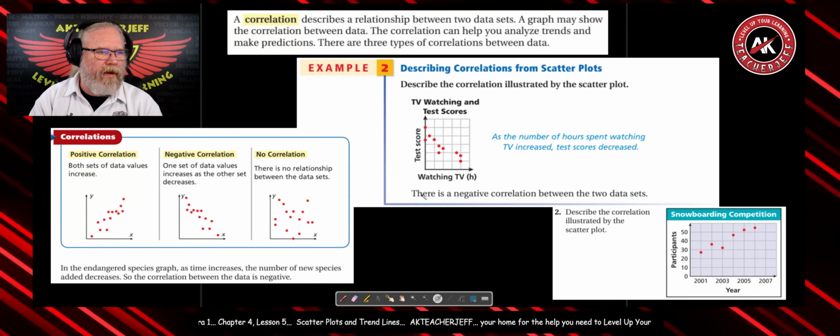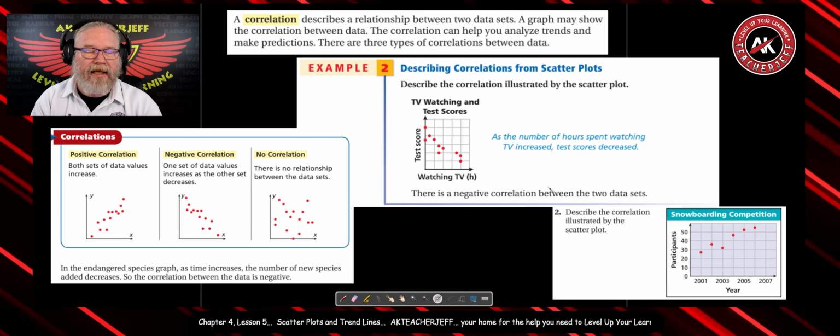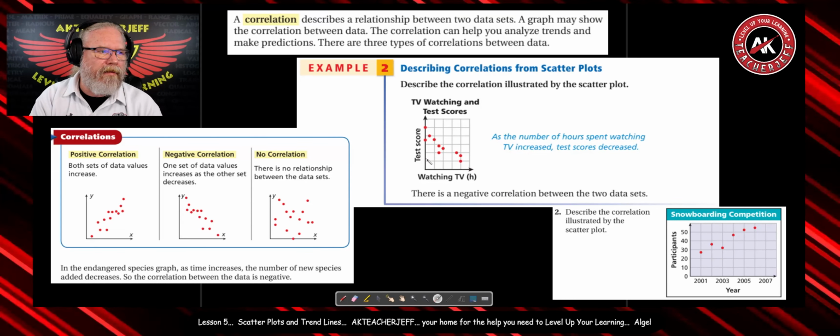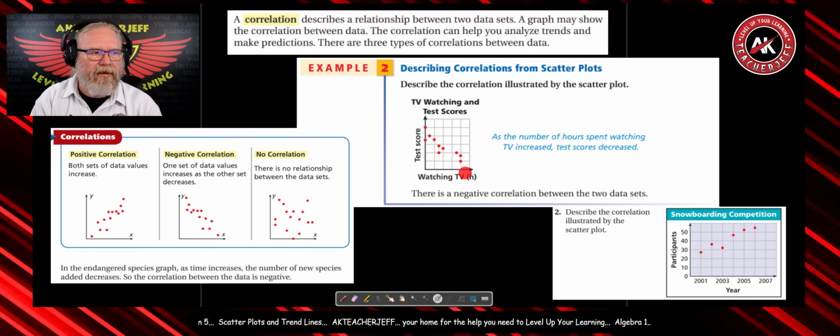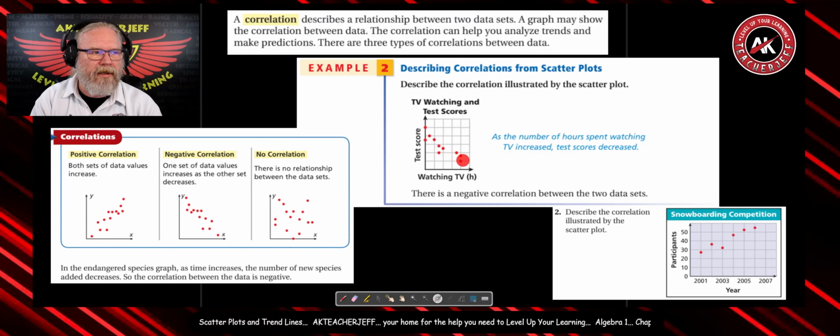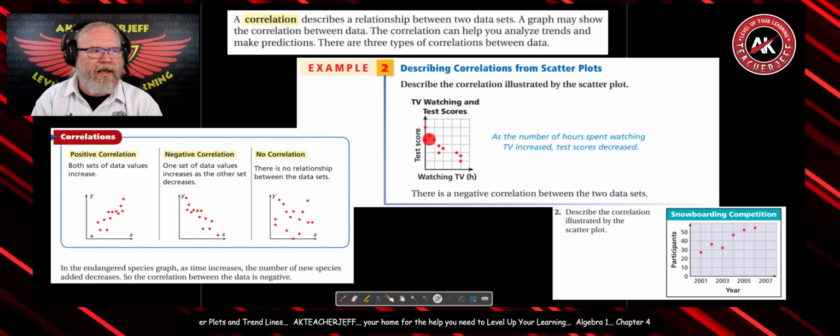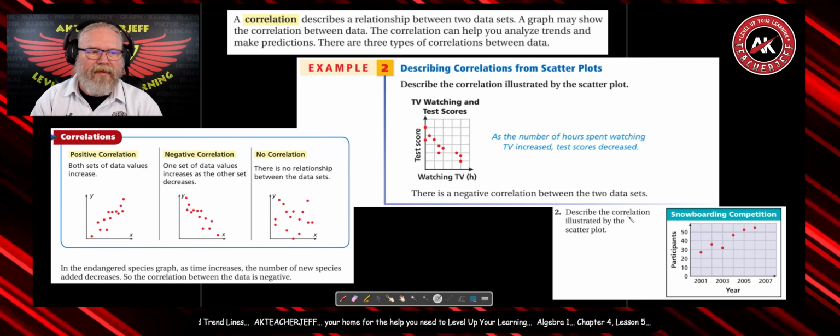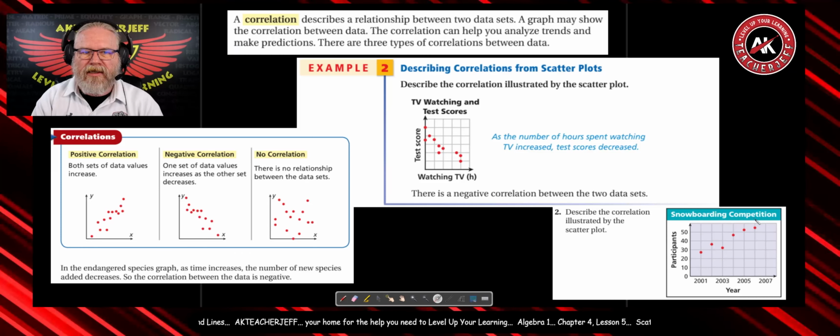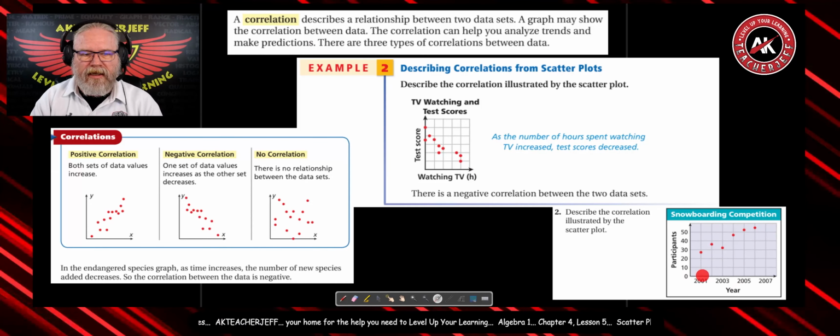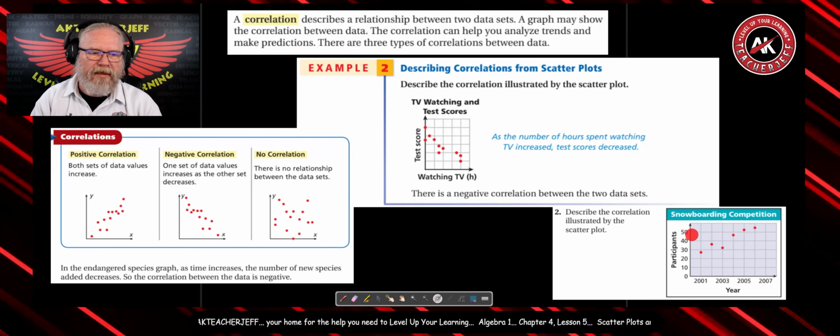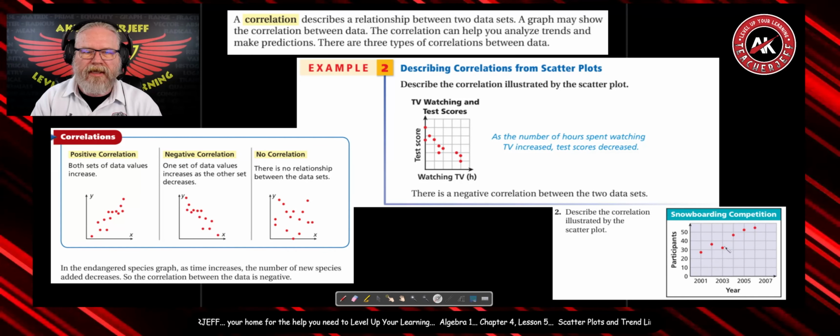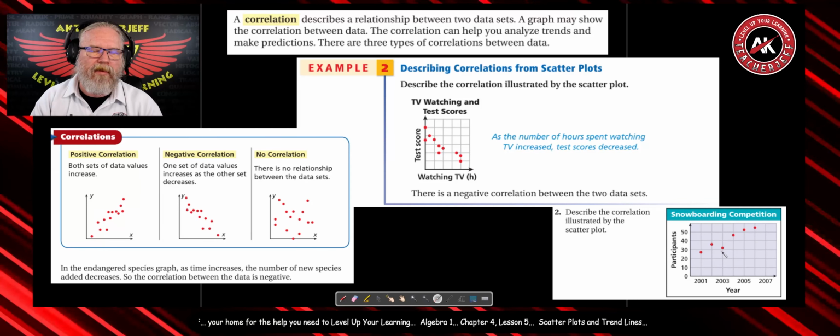And so they then say, well, there seems to be a negative correlation between the two data sets because as the number of hours watching TV increases, the test scores decrease. Yes, hours of TV watching increases, the test scores decrease. Negative correlation. It looks like a downward slope going from left to right. Describe the correlation illustrated by the scatter plot here. Snowboard competition, and the x-axis is years going by, number of participants, it's getting greater. So it seems that as the years increase, the number of snowboarding participants increases. For some reason, snowboarding is becoming more popular.